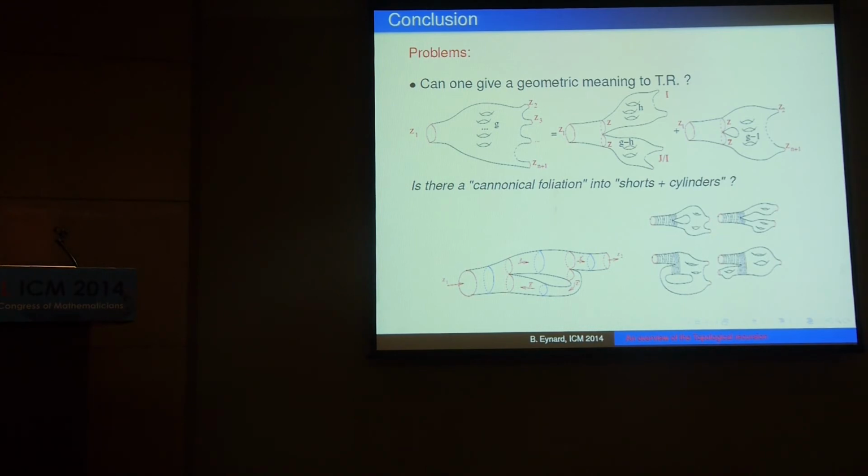So it seems to imply that there is such a decomposition, except that we don't know what this decomposition is. And it's a big challenge to really understand if that picture has a geometric meaning. So I would like to thank you for your attention.